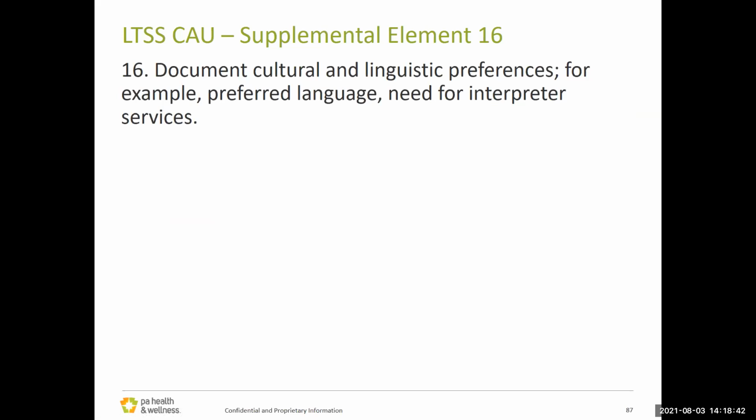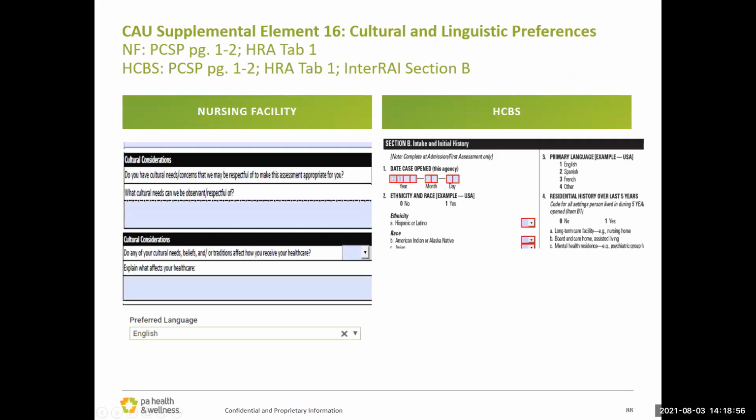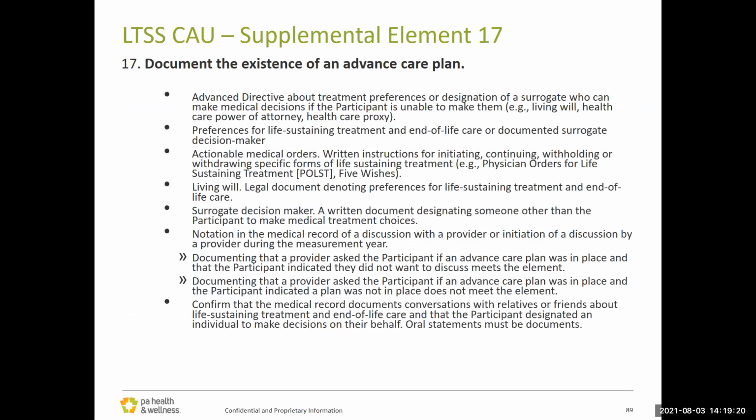For supplemental element 16, we're going to document cultural and linguistic preferences. So do they have a preferred language or a need for interpreter services? And you can find this for both nursing facility and HCBS in the PCSP, where it asks about the cultural considerations, and in the HRA for both nursing facility and HCBS, where you can document their preferred language. And then solely for HCBS in the NRI, it's going to be section B for the intake.